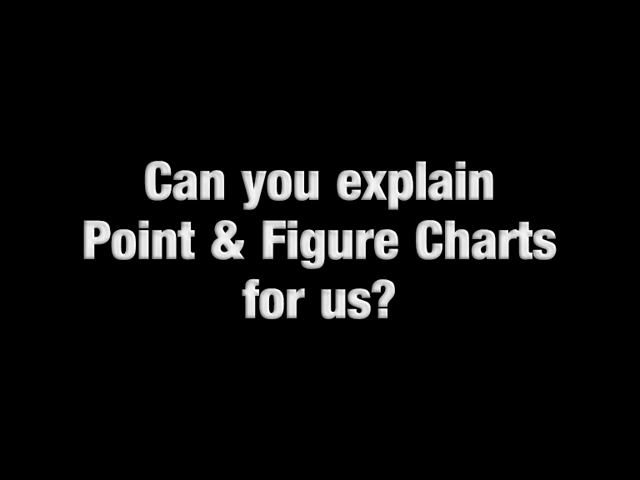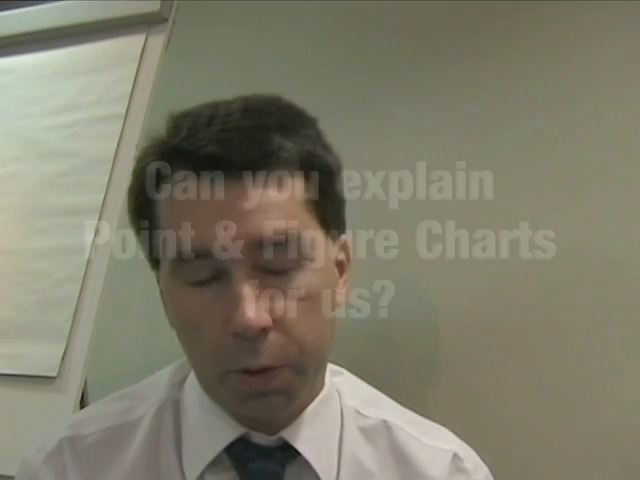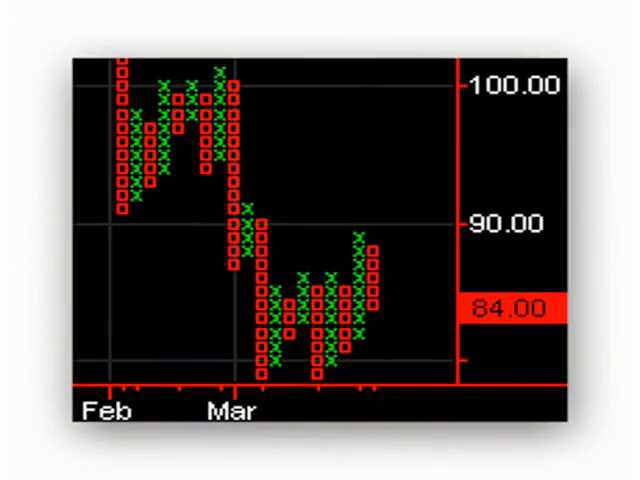Can you explain point and figure charts for us? Many people, when they come to our courses, haven't even seen a point and figure chart before. Point and figure charts are made up of noughts and crosses. The columns of X's represent upward movement, the columns of circles represent downward movement.